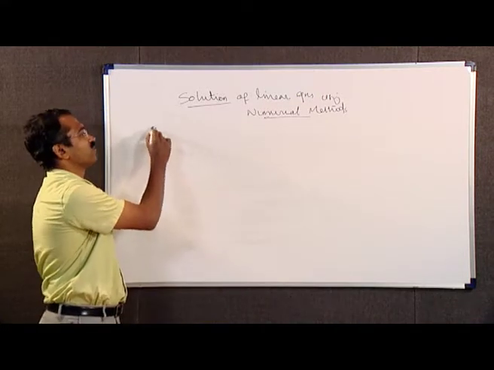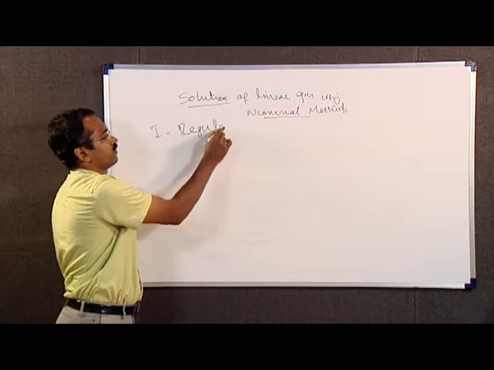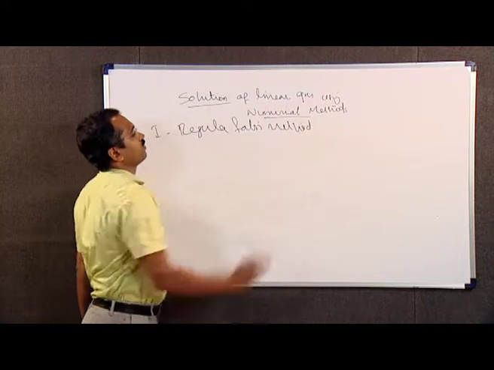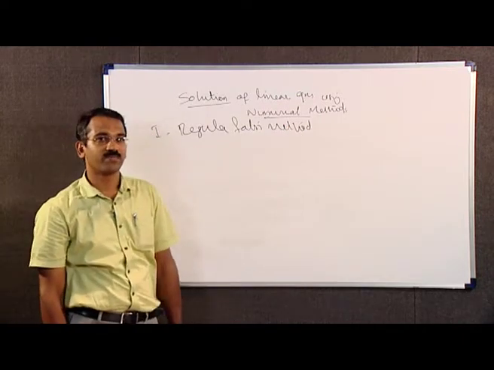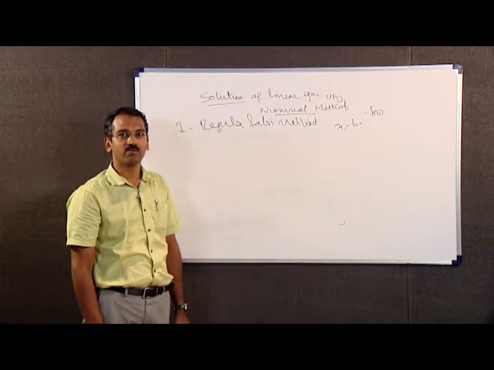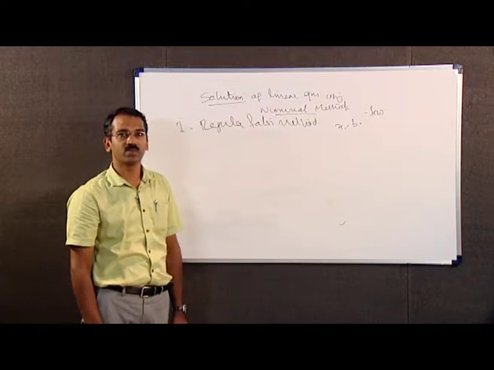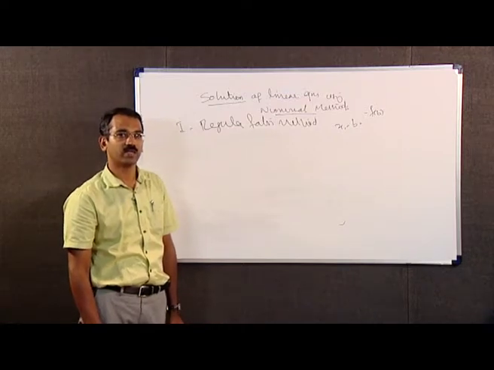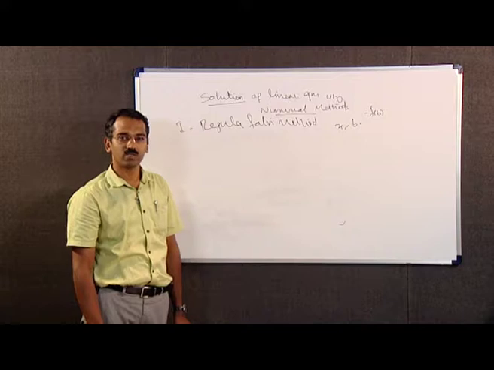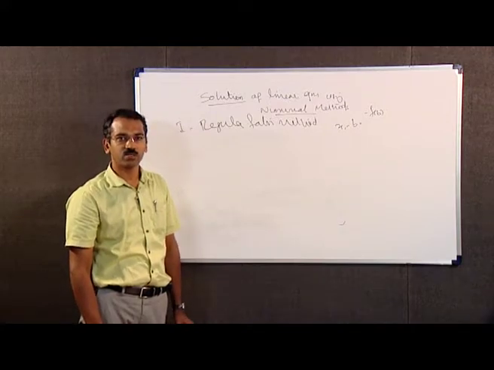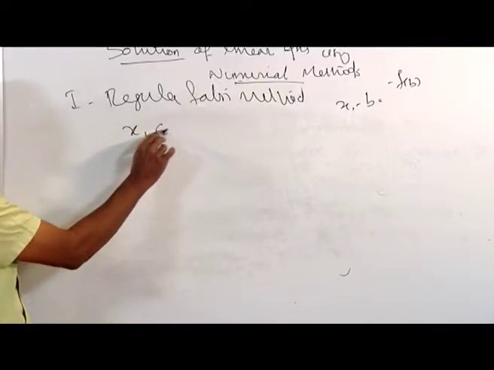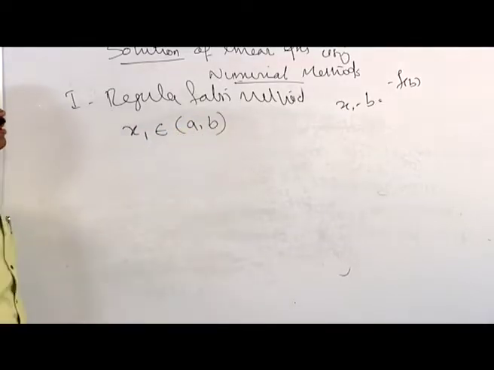First is regula falsi method, or method of false position. In this method, we first find two numbers a and b such that a less than b, between which a real root of the equation f of x equal to 0 lies, using the location theorem. Let x1 be the root of f of x equal to 0 in the interval a b, that is x1 belongs to the interval of approximation a b.